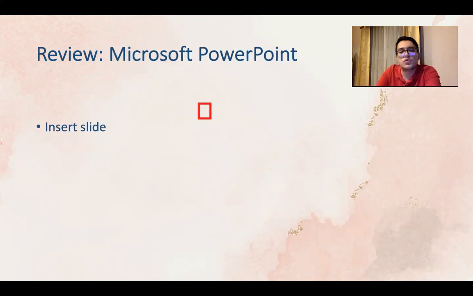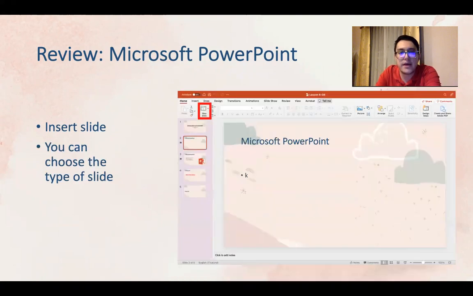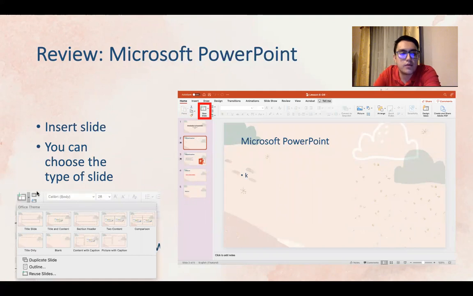Now, how to insert a slide? You can choose the type of slide by going here and clicking on new slide, and you will have a few options to choose from, which are these: title slides, or title with content, or section header, or two content, comparison, title only, and so on.